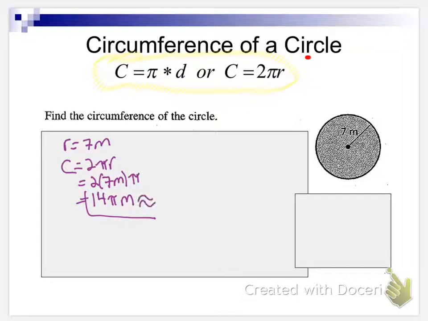So remember, approximation would do that little curvy equal sign, and that would be 43.96 once you put in your calculator. There's a pi button on your calculator to give you the most accurate answer. Our next one up will be example 1. So let me switch our slide.